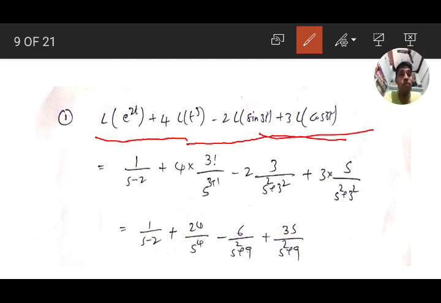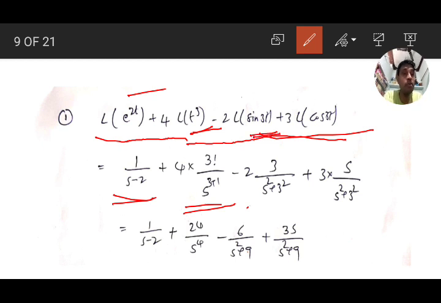By the formula, e to the power of 2t is 1 by s minus a, here a equal to 2, so 1 by s minus 2. T cube: formula, Laplace transform of t to the power of n is n factorial by s to the power of n plus 1, where n equal to 3, so we get 3 factorial by s to the power of 3 plus 1.